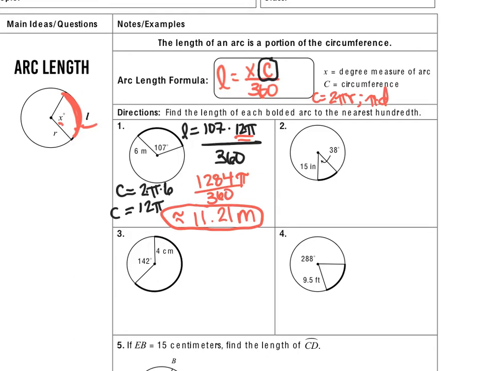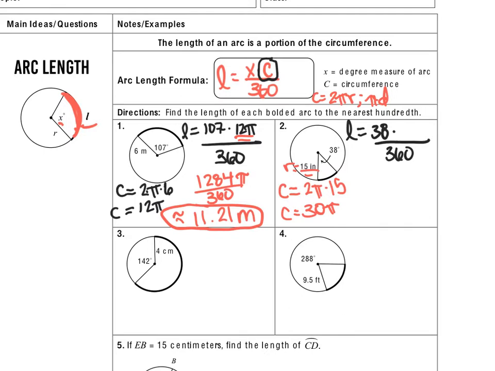So we're going to do a few more together. For number two, same idea. I have the arc length is equal to the degree measure, which is 38, times whatever the circumference is, divided by 360. But to figure out the circumference, I'm going to go off to the side. So C is equal to 2 pi times r. In this case, r is 15. And that would be 30 pi. So that's the circumference. That's going to go in here to the formula.